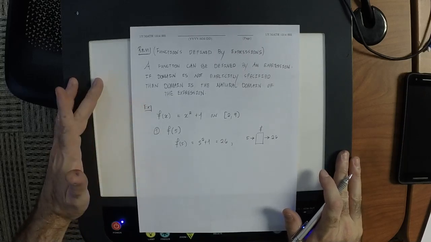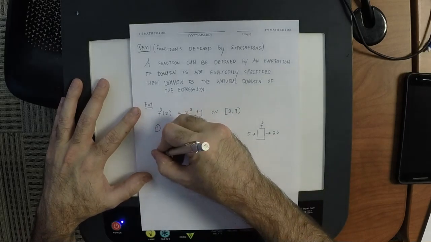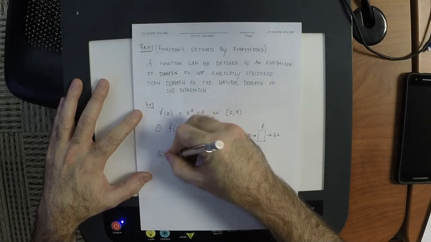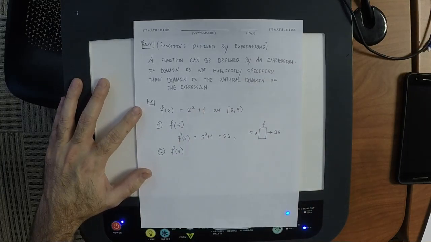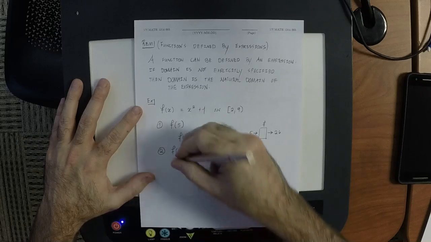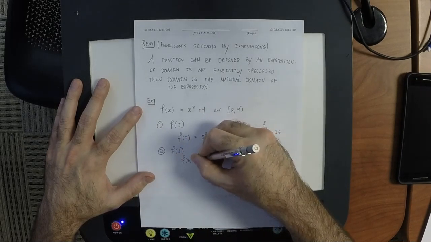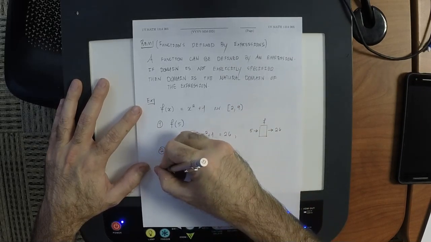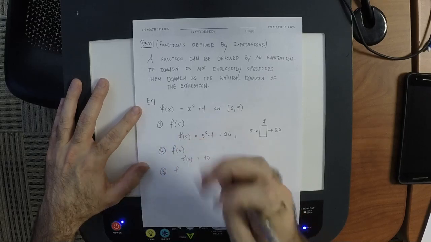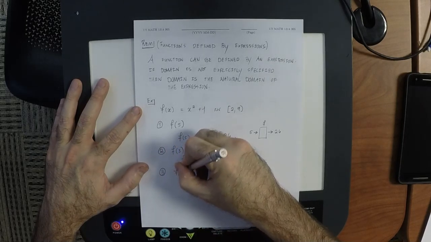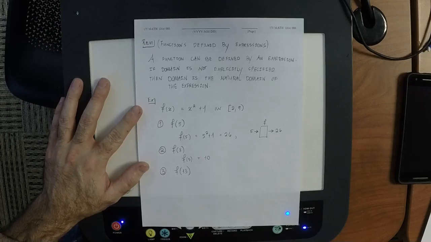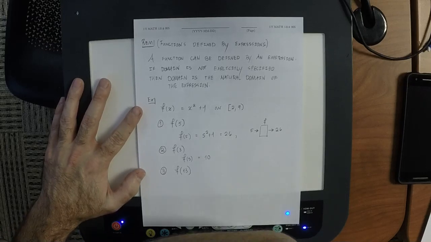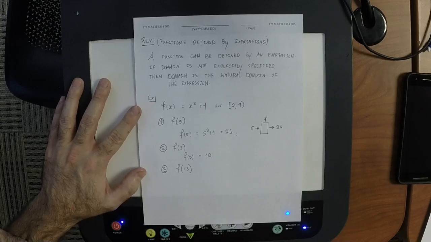Okay. Then, what about f at 3, say? 10. So f of 3 is 10 for reasons that I hope are becoming clear. So how about what is f of 13? 13 squared plus 1 is 170.